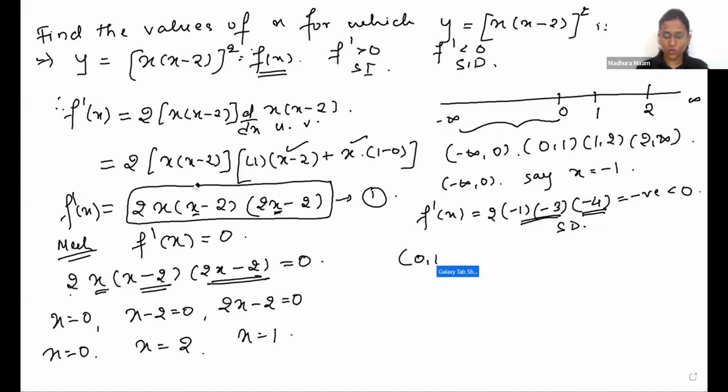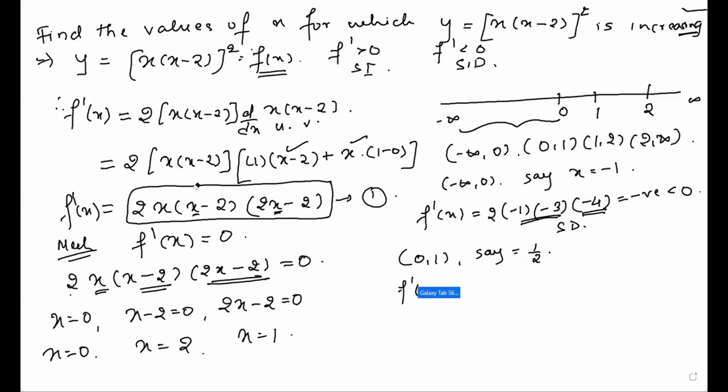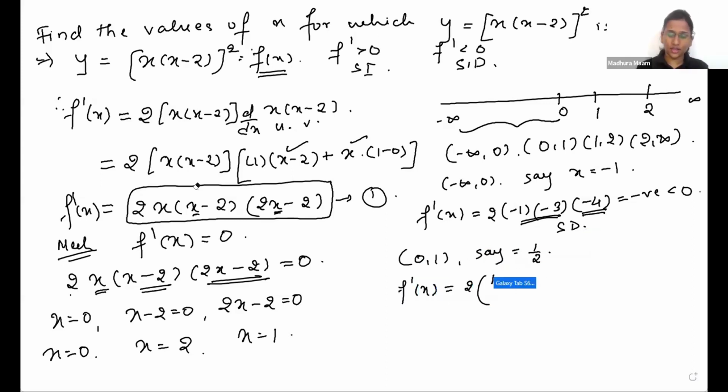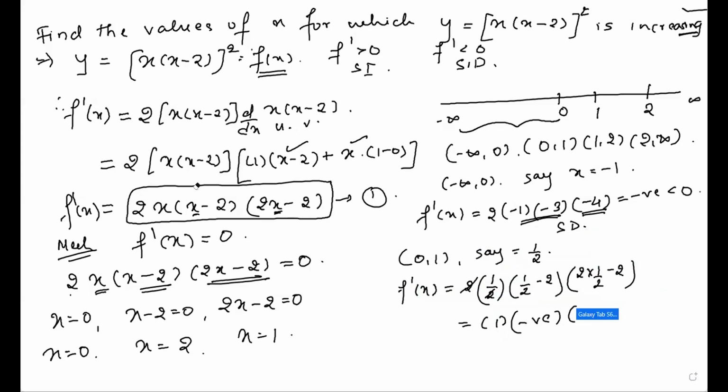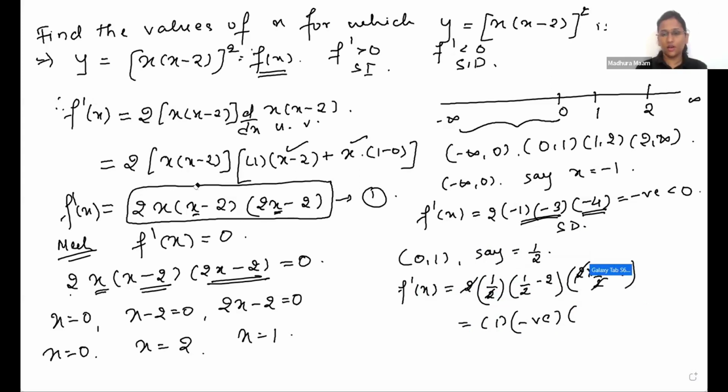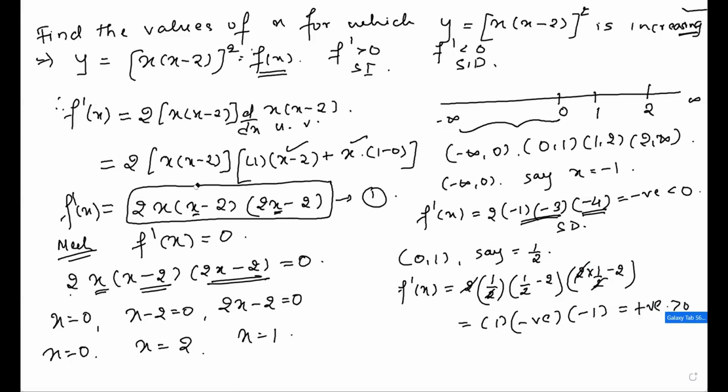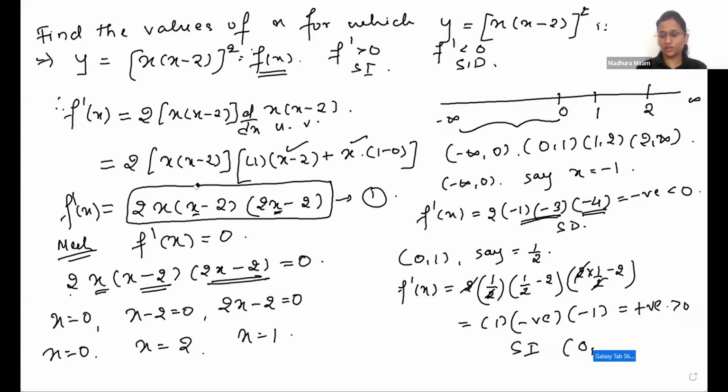So next you go to 0 to 1. In 0 to 1, what can I take? Can I take 1/2? Yes, ma'am. So f dash: 2 into x, which is 1/2, then 1/2 minus 2, and 2 into 1/2 minus 2. Here this cancelled, and here we get 1. Will 1 by 2 minus 2 be negative? Yes, ma'am, it will be negative. 1 minus 2 is minus 1. Negative into negative is positive. So it is strictly increasing in the interval 0 to 1.